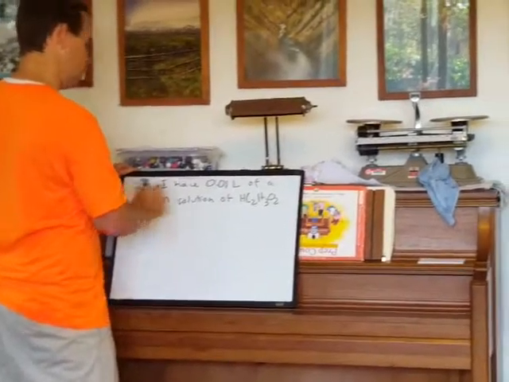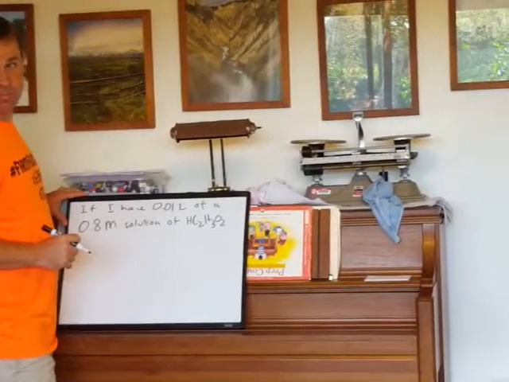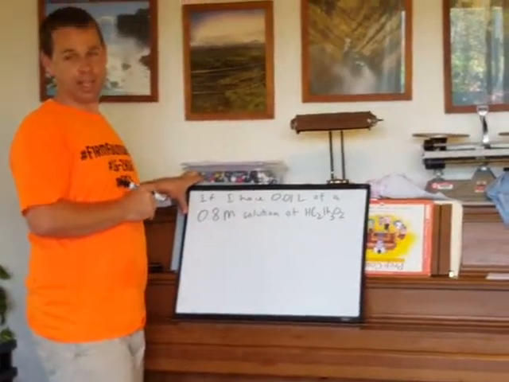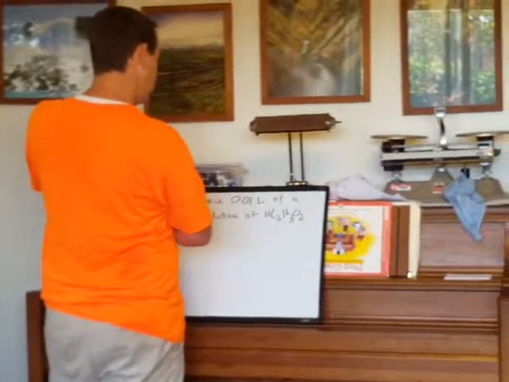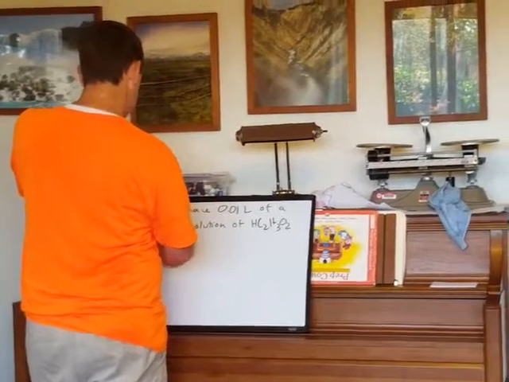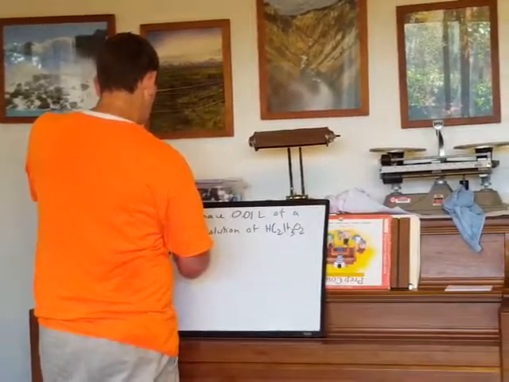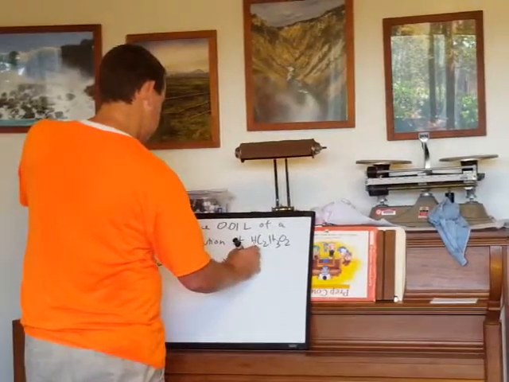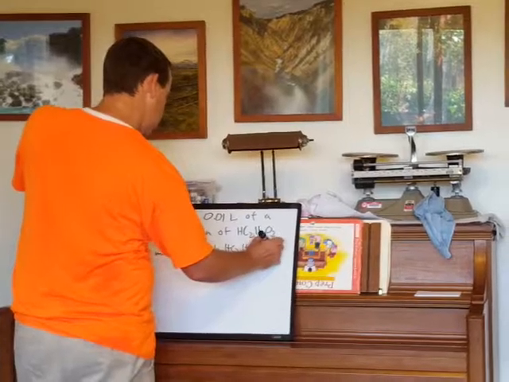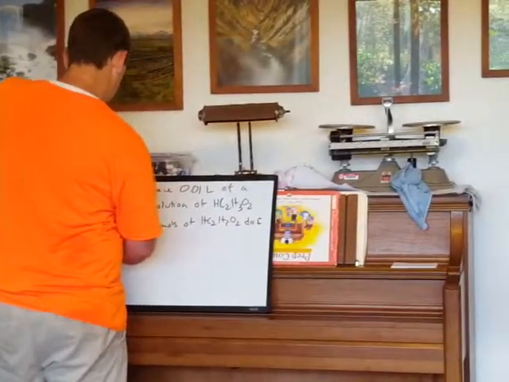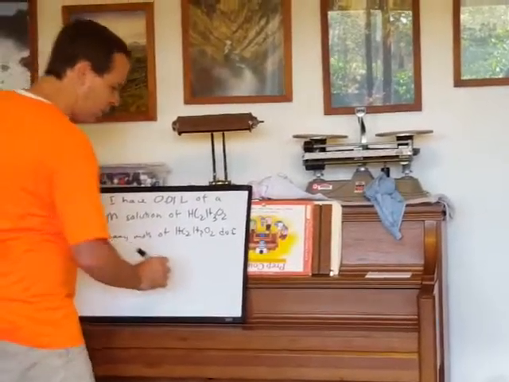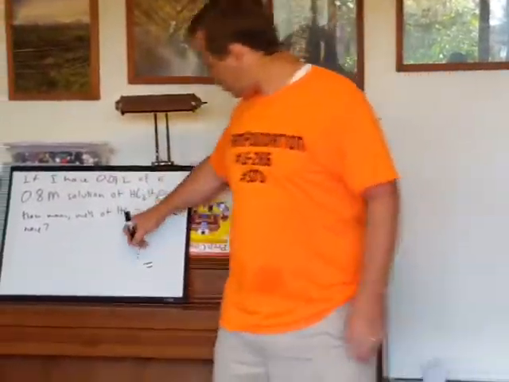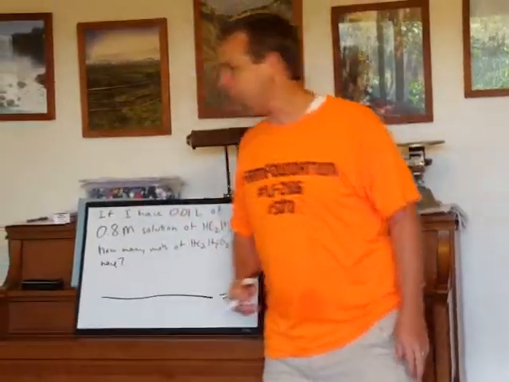What is HC2H3O2? That's vinegar. That's the acid that's in vinegar. So vinegar is a 5% solution of this acid. It's called acetic acid. If I have 0.01 liters of that molar solution of HC2H3O2, how many moles of HC2H3O2 do I have? Equal sign. Very good. Equal sign. Very good. Blow out. Beautiful noises.